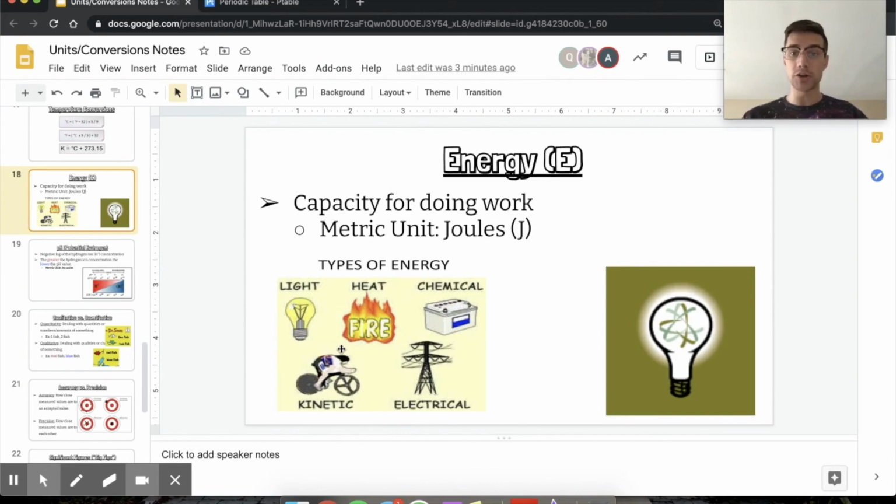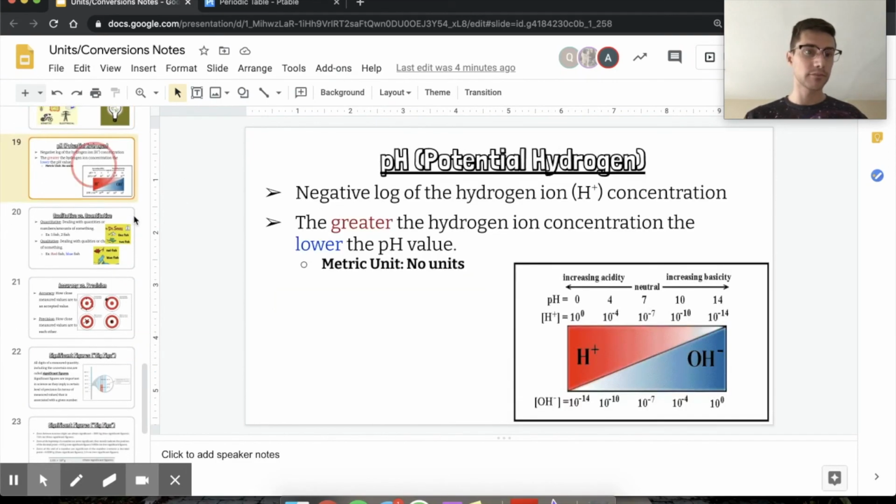Now, the type of energy will reflect what kind of work is being done, but again, we'll talk about that later this year. Now, the base unit for energy in science is joules. And not J-U-U-L, that doesn't make any sense, J-O-U-L-E-S. So this is our base unit for energy. And again, we'll talk more about that once we get there.